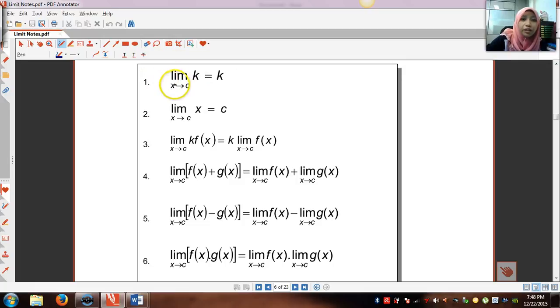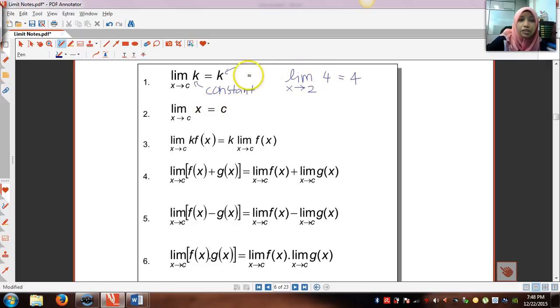We have the limit as x approaches c of k, where k is a constant, equal to k. Because it is a constant, we don't have any x to be approached to c, so it equals k. Then for example, if we have the limit as x approaches 2 of 4, automatically we get 4. So that is based on the first theorem.